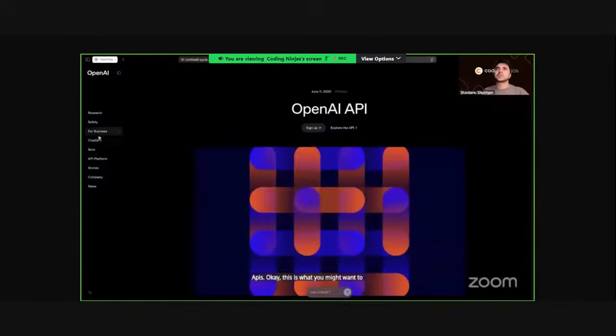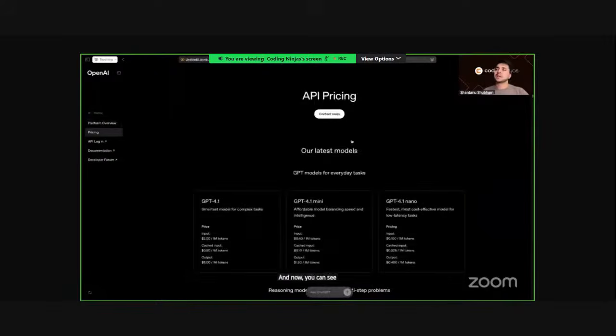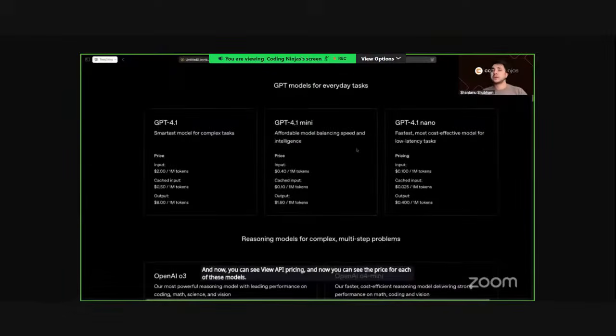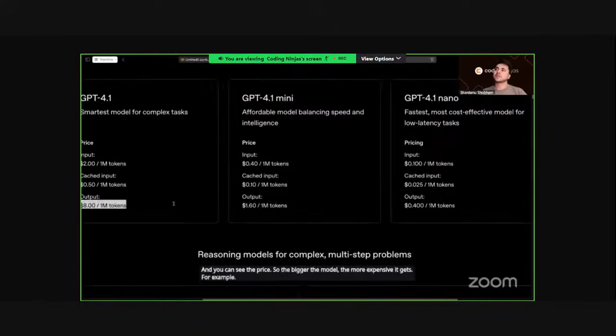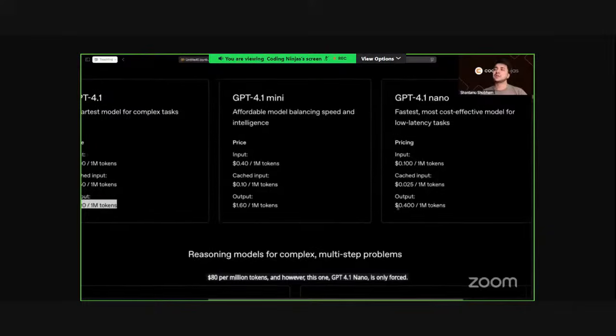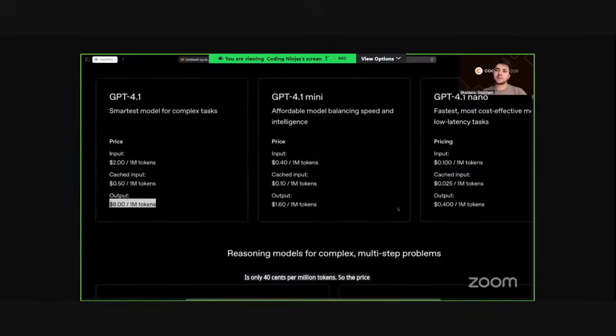So you might want to see the API platform, and now you can view API pricing and see the price for each of these models. There are multiple models that OpenAI has created. The latest and smartest one out of them all is GPT 4.1, and you can see the price. The bigger the model, the more expensive it gets. For example, $8 per million tokens. However, GPT 4.1 Nano is only 40 cents per million tokens. So the price difference is great because the performance is also different.